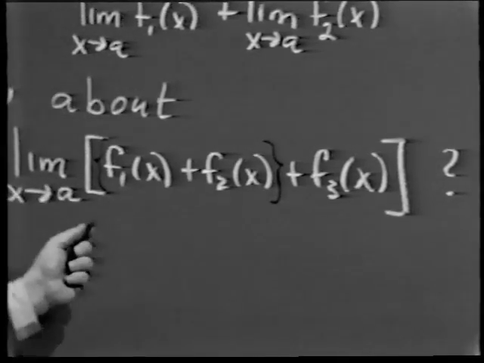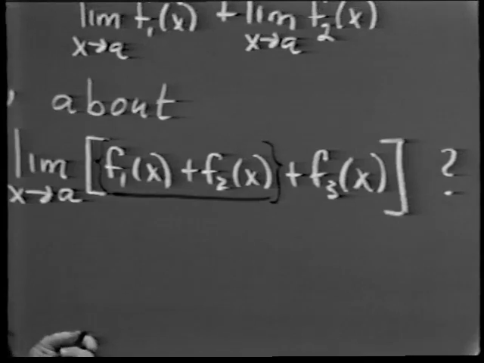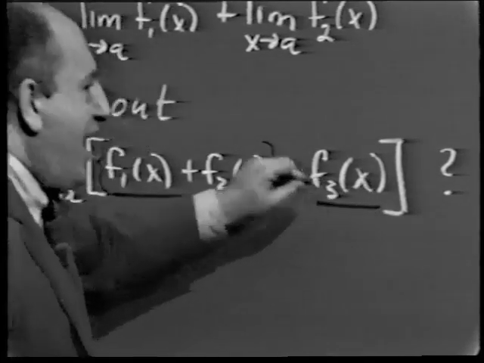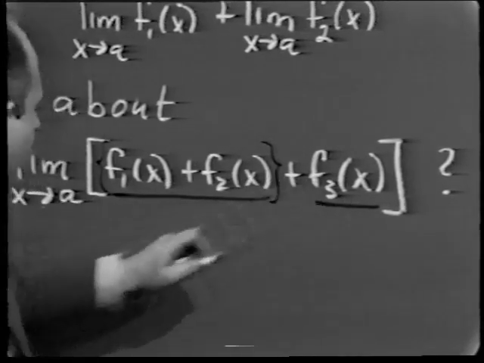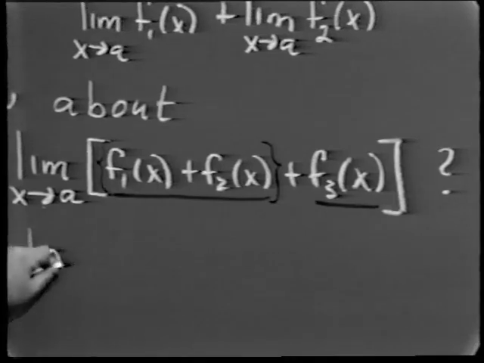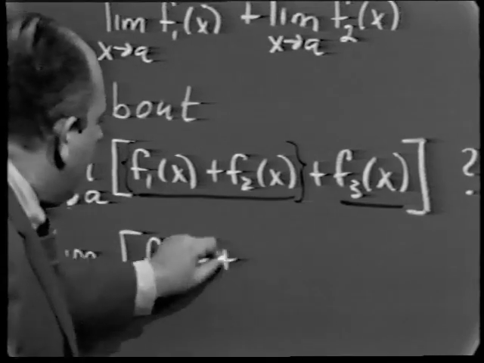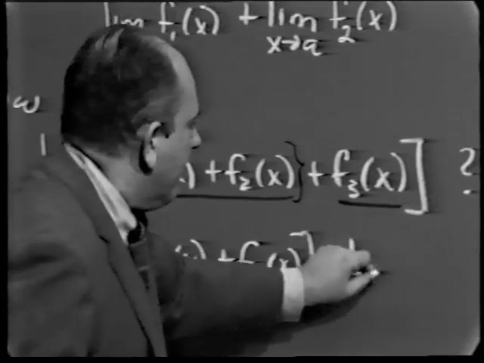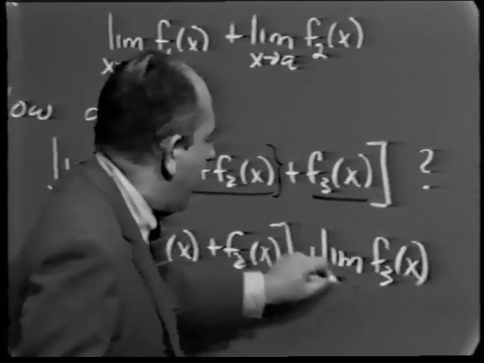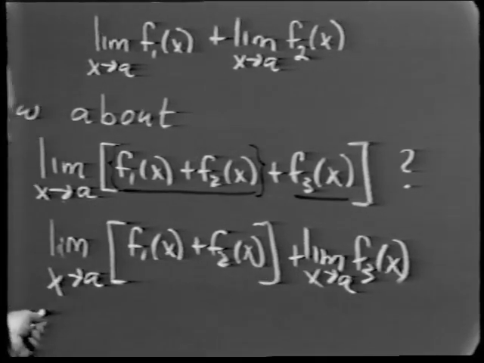Now you see we've reduced our problem to the sum of two functions, namely f1 of x plus f2 of x being one of our functions, f3 of x being another of our functions. We know now that the limit of a sum is the sum of the limits if we have two functions. You see, this is the limit of f1 of x plus f2 of x plus the limit as x approaches a of f3 of x. But now look what's in this expression over here. This is now the limit of the sum of two functions.